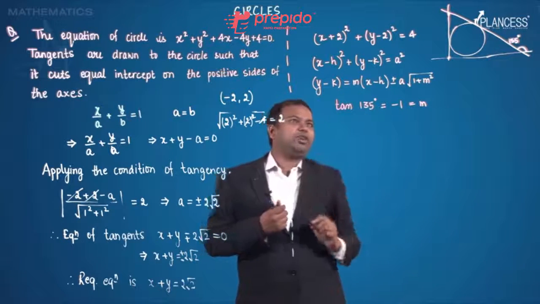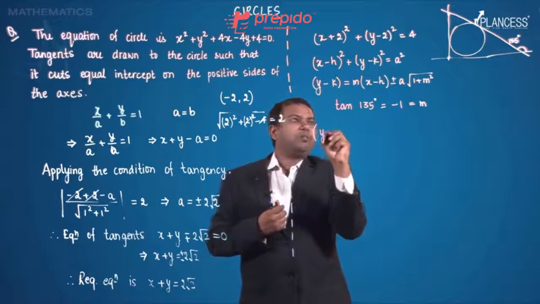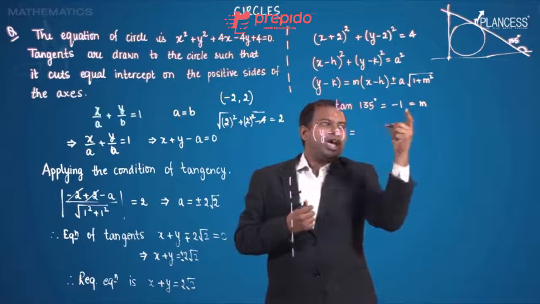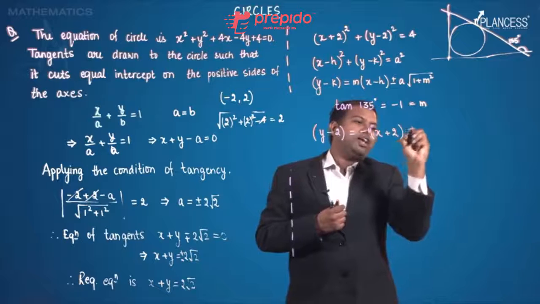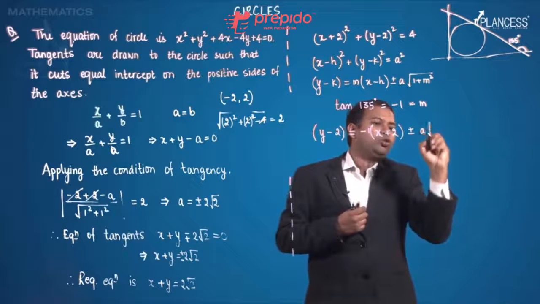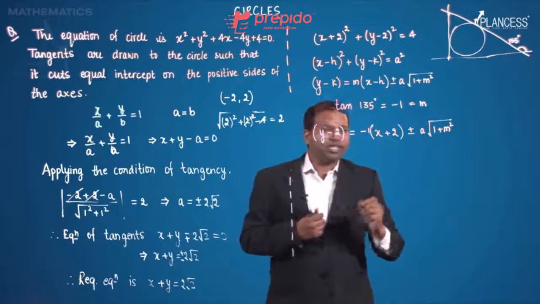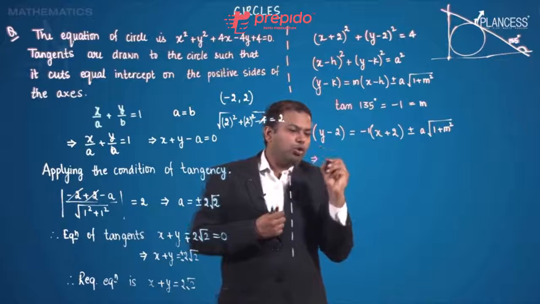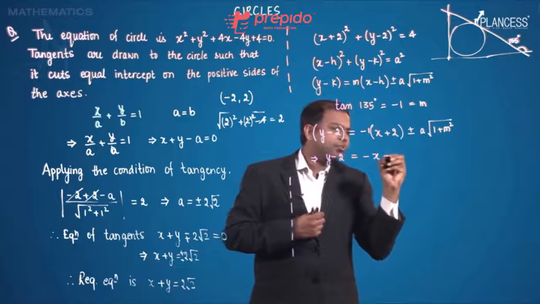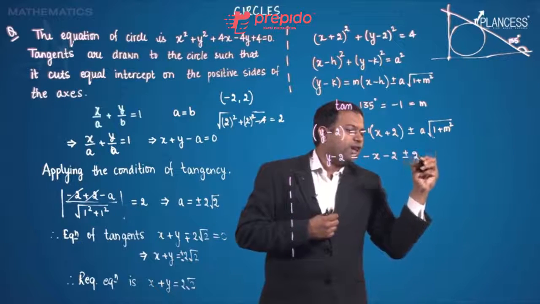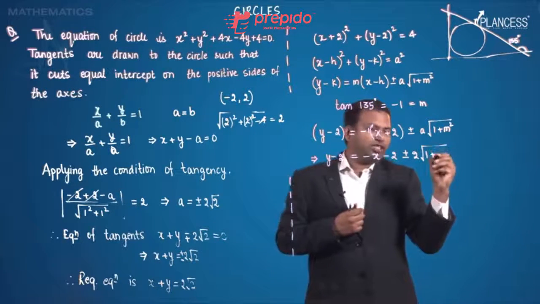And if we apply this formula, we can write the equation of tangent as y minus 2 is equal to m, which is minus 1, times (x plus 2) plus or minus a times under root of 1 plus m square. Now a here is the radius, which is equal to 2 in this case. So let us simplify this. So we have y minus 2 equal to minus x minus 2 plus or minus 2 times under root 1 plus m square. M square is minus 1 whole square, which is 1.